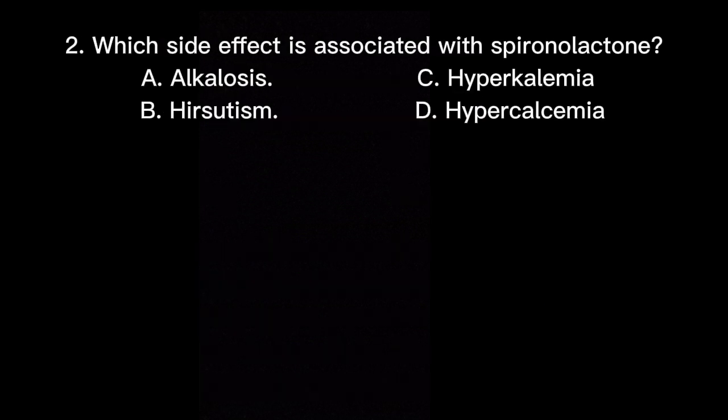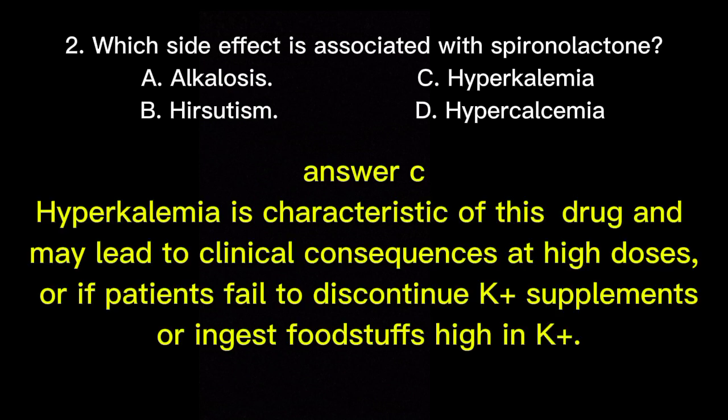Question number 2. Which side effect is associated with spironolactone? A. Alkalosis. B. Hirsutism. C. Hyperkalemia, D. Hypercalcemia. Answer: C. Hyperkalemia is characteristic of this drug and may lead to clinical consequences at high doses, or if patients fail to discontinue K+ supplements or ingest foodstuffs high in K+.